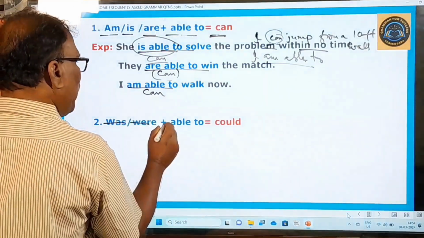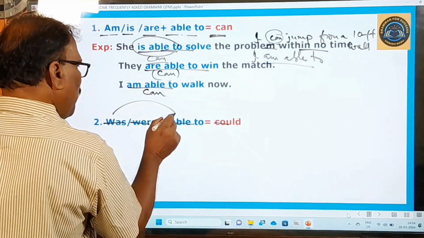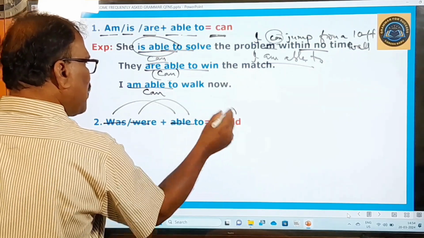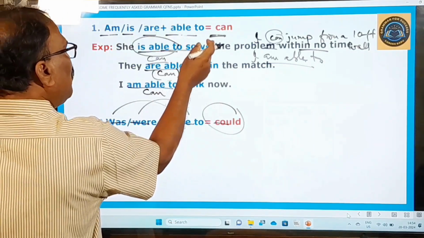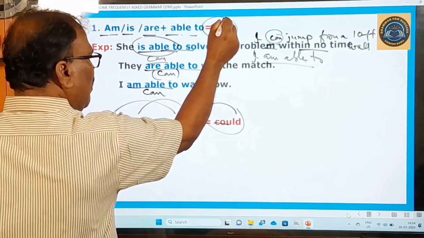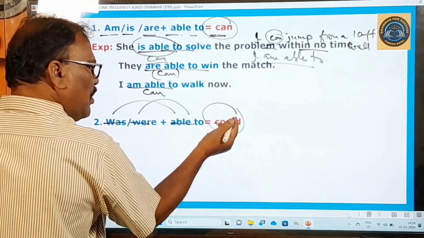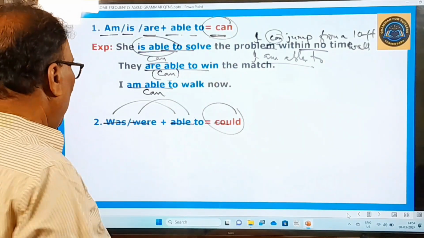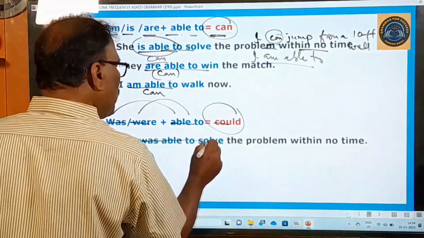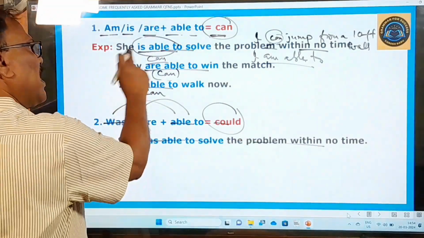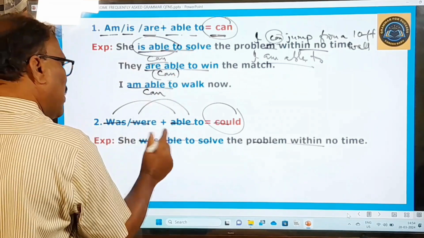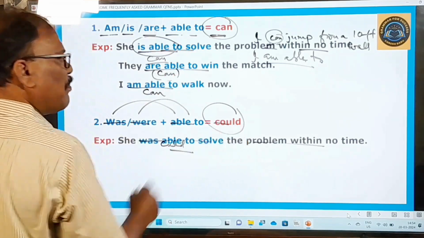Was, were plus able to means could. So was able to, were able to, that means could. Am able to, is able to, are able to mean can, and was able to, were able to mean could. So past ability, right? And here we can say she was able to solve the problem within no time. She is able to solve, she can solve. She was able to means she could solve the problem within no time.